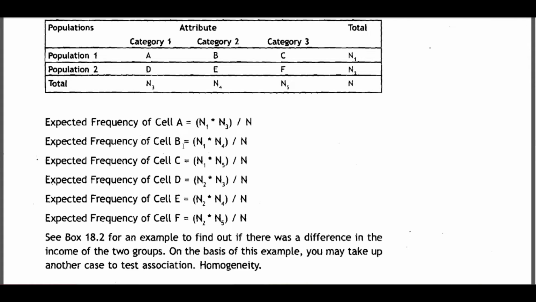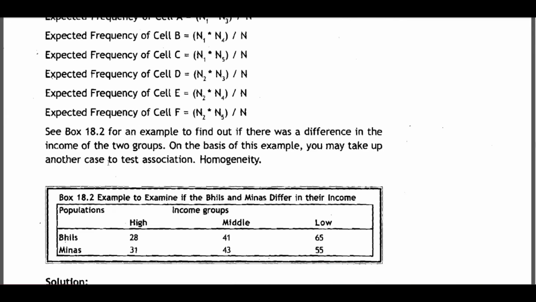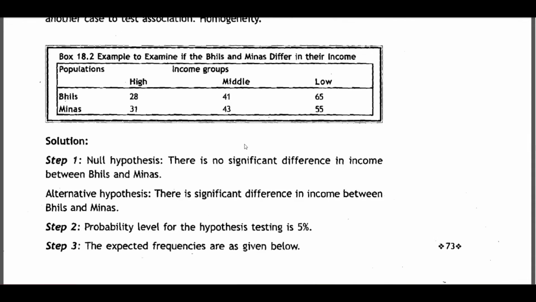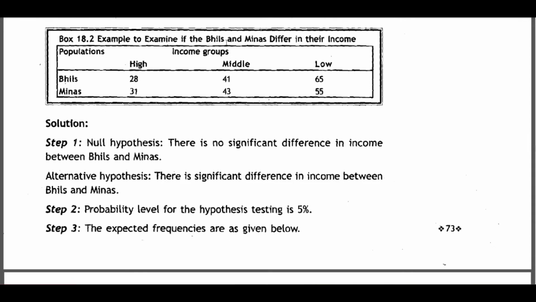So the expected frequency of cell B is N1 into N4, C will be N1 and N5, and D will be N2 and N3. And E will be N2 and N4, F will be N2 and N5, each divided by N. See Box 18.4 for an example to find out if there was a difference in the income of the two groups. On the basis of this example, you may take up another case to test the association or homogeneity. Box 18.2 is an example to examine if the Bhils and Minas differ in their income.